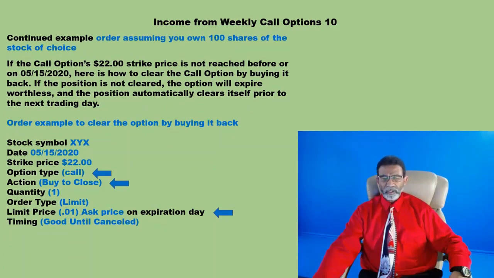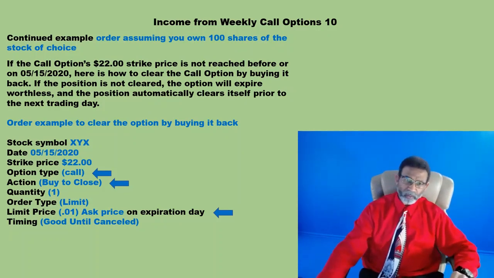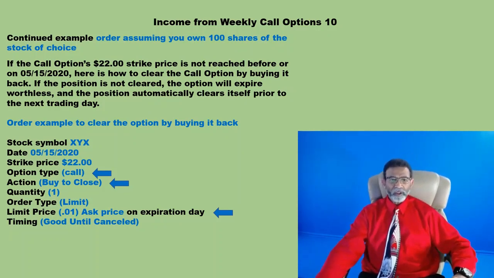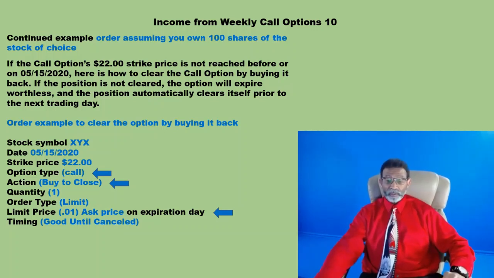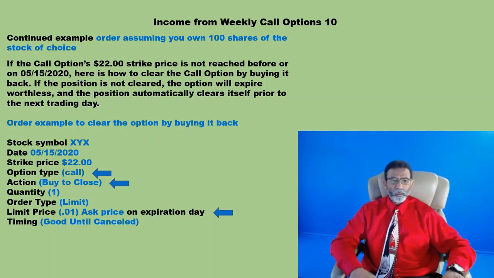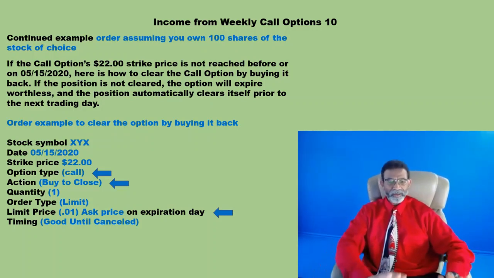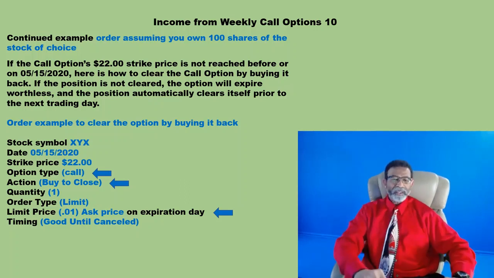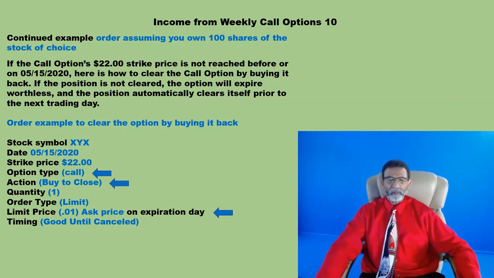This is a continuation of the example. Now this is still assuming that you have 100 shares of the stock. Now if the call option's $22 strike price is not reached before or on May the 15th, 2020, and you want to clear your obligation, you want to buy the option back and sell a new option, this is what you could do. Keep in mind that if you do not buy the option back and it doesn't reach the conditions, it will expire worthless and clear itself out before the next trading day.